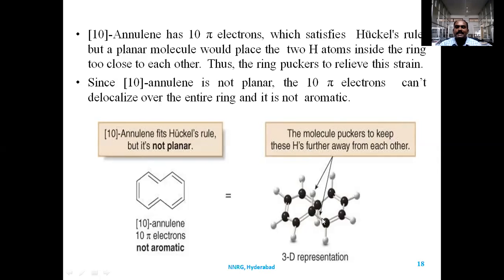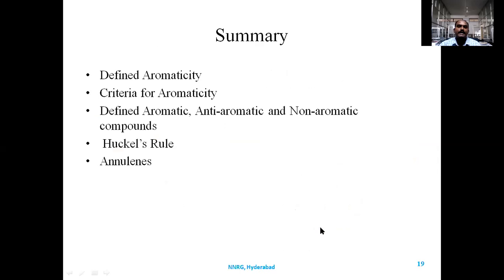So though it is cyclic in nature, though it is having complete conjugation and it is satisfying Huckel's rule, that is 10 pi electrons, this molecule is not aromatic. Why is it not aromatic? Because it is not planar. Why is it not planar? Because these two hydrogens are overlapping each other. That is the reason it is not planar, and it is a strained molecule. The molecule has a tendency to come out of that strain, so it produces a puckered structure. Because of that, two hydrogens move away from each other, so the molecule is not planar.